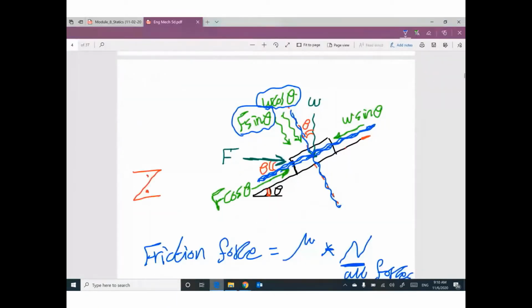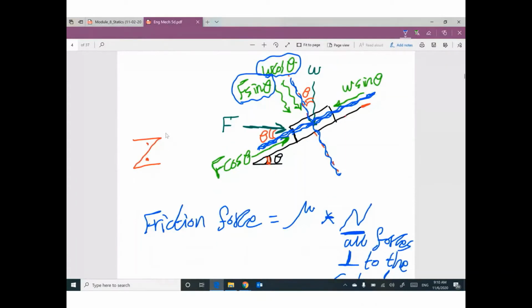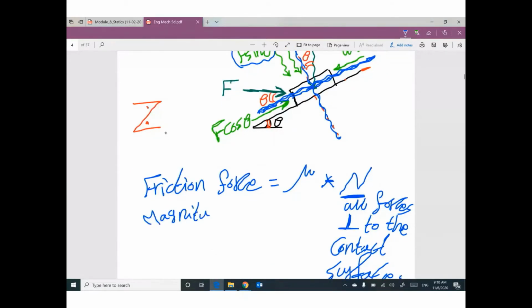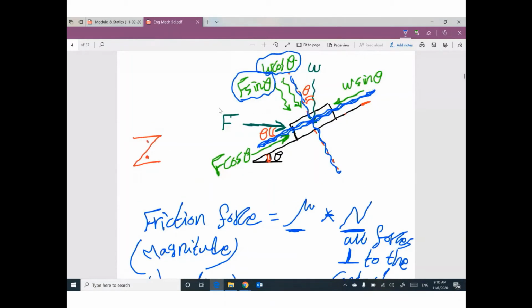I have a question, and I need someone to tell me. Okay, the magnitude of the friction force equals mu times N. I can figure it out. Anybody can tell me what is the direction? For this case, for this box, we have a box under the effect of these forces. Can you tell me what is the direction of the friction force? I need to listen to your thought.